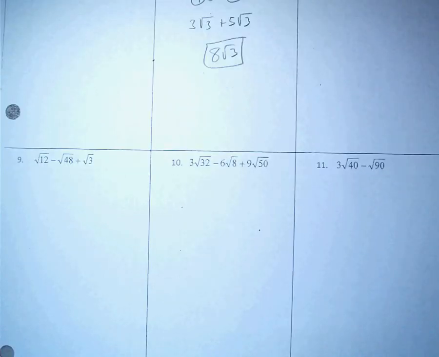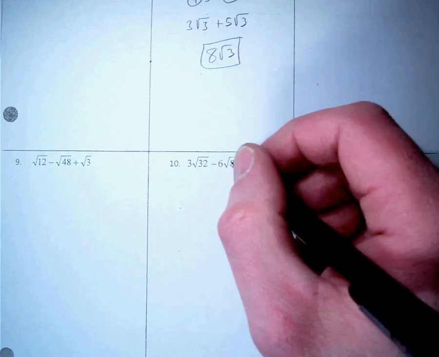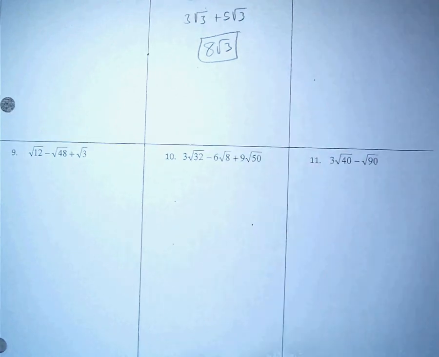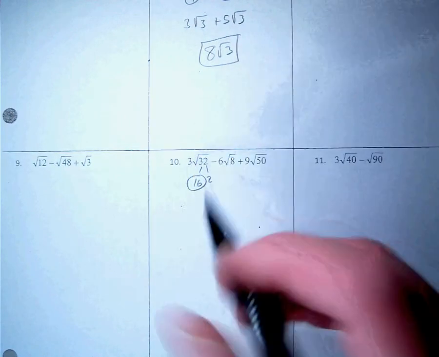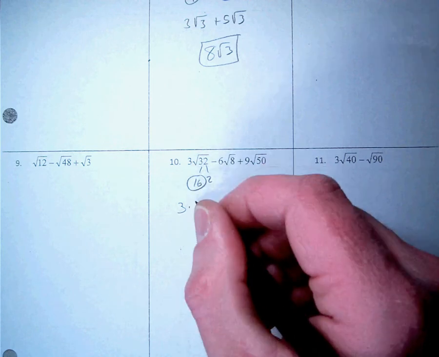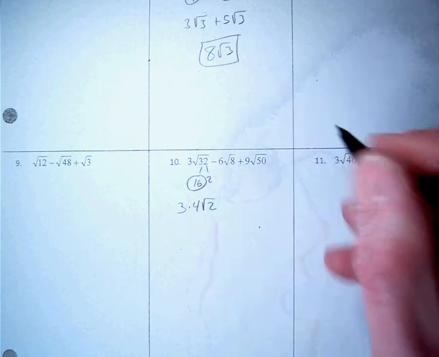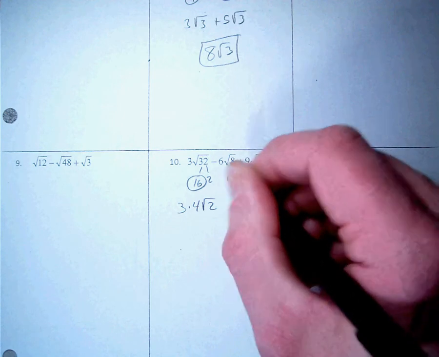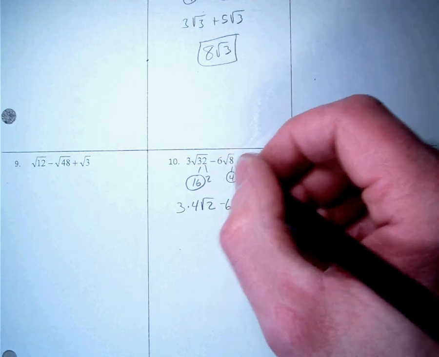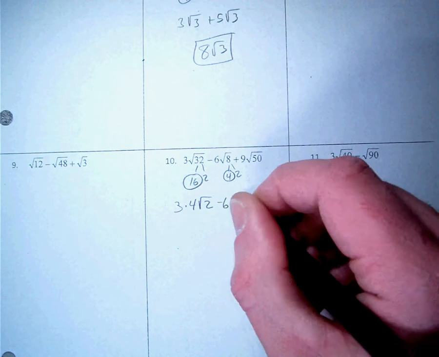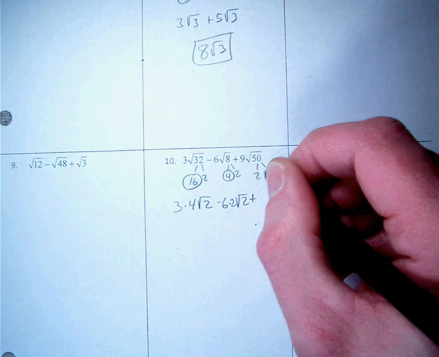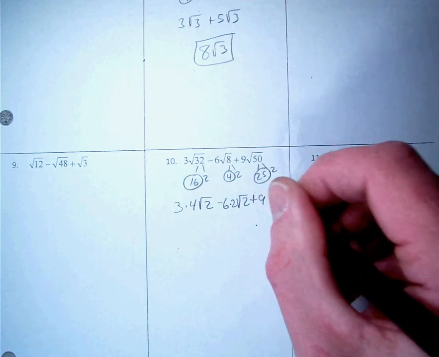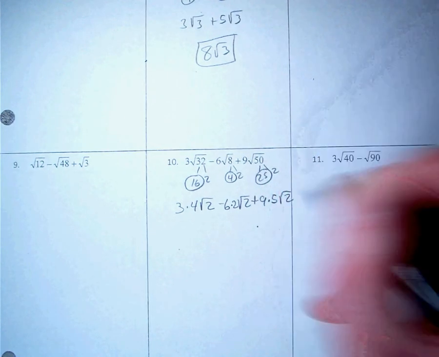Moving right along, on number 10, our radicals do not match, our radicands do not match. Let's split this up. Now keep in mind that the 3 on the outside is going to multiply with the 4 that we take out. That minus 6 is going to multiply with the 2 that comes out. And finally, that 9 is going to multiply with that 5 that comes out.